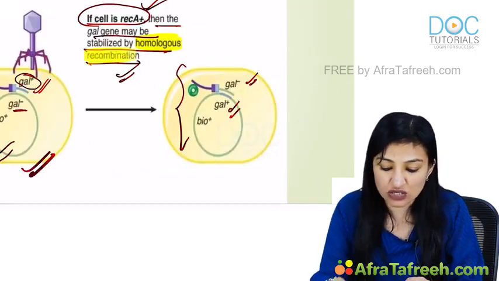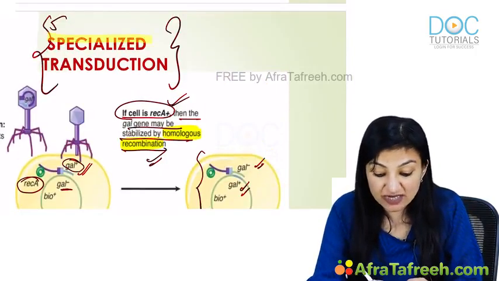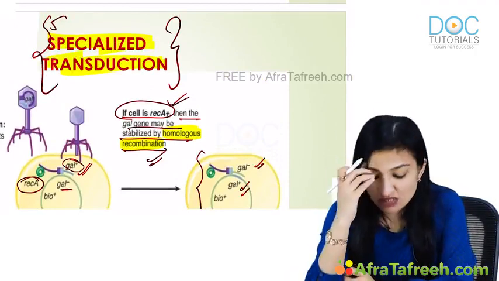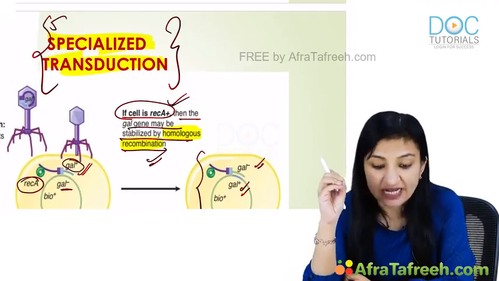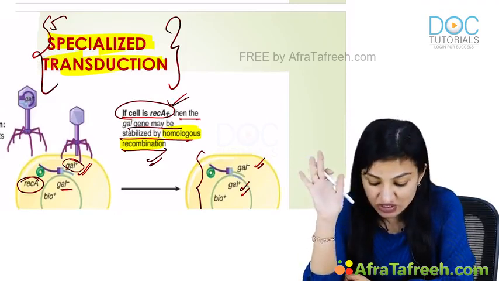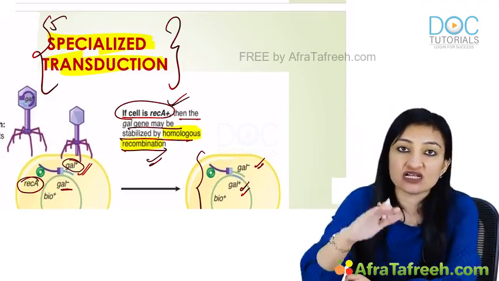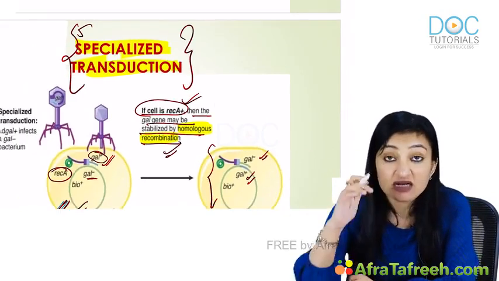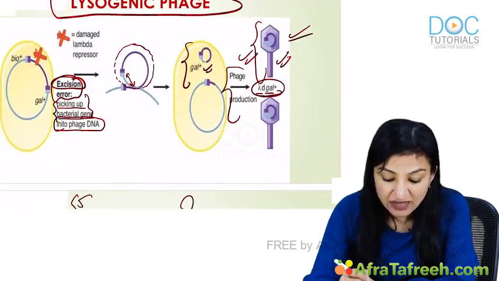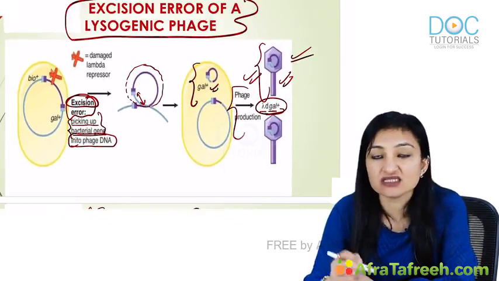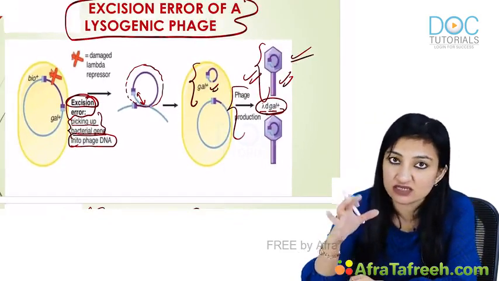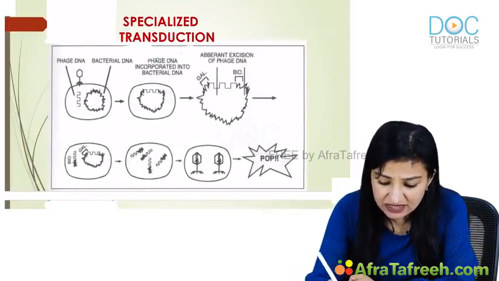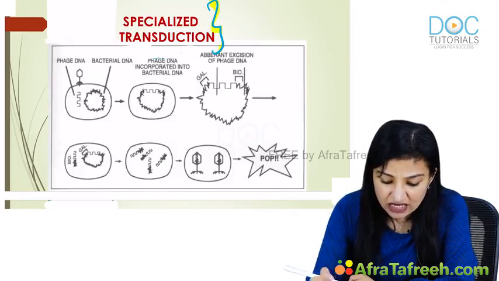This is known as specialized transduction because only special, specific genes like gal plus or biotin plus genes can be transferred from one bacterial cell to another in this way, precisely because the lambda phage was very picky about the place where it wants to insert itself into the bacterial chromosome. Okay, again this is another representation of specialized transduction.